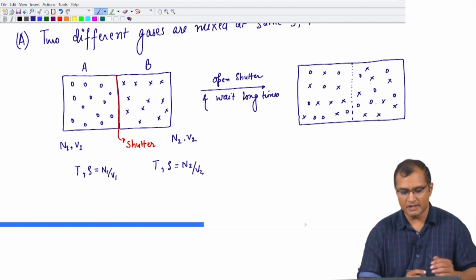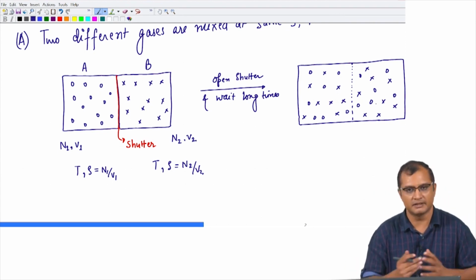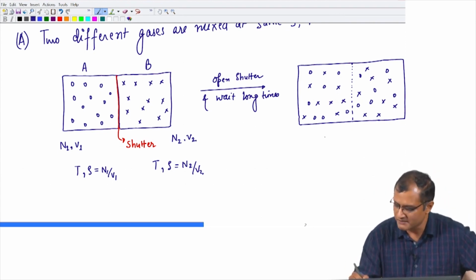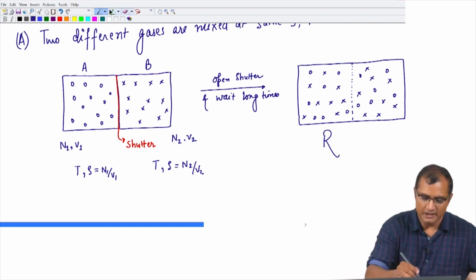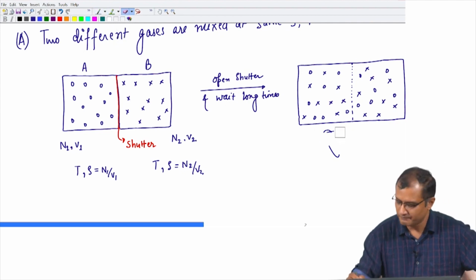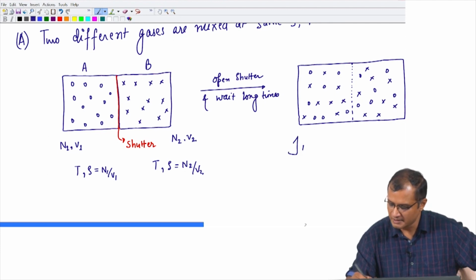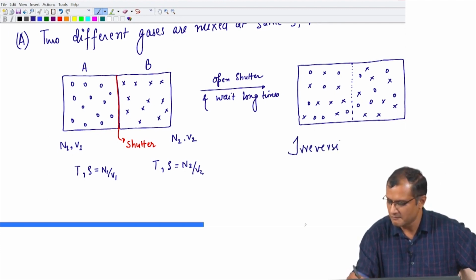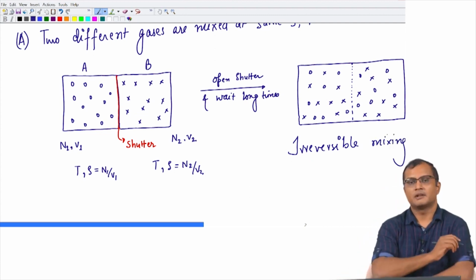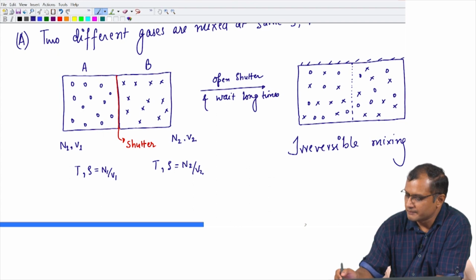Meaning, can I recover my old system A and B? The two gases have mixed, I cannot put the shutter back and recover my old system. Okay. So, what you have seen is basically a mixing that is purely irreversible. So, I am going to conclude that this is an irreversible mixing, and we know that the entire system A plus B is mechanically and thermally isolated.